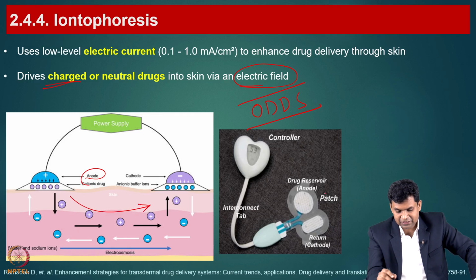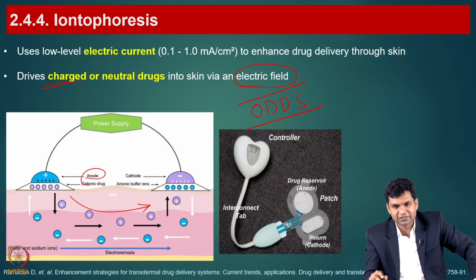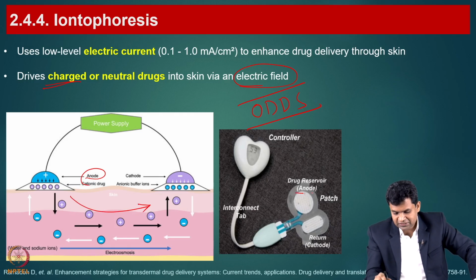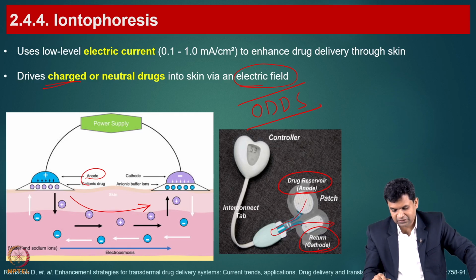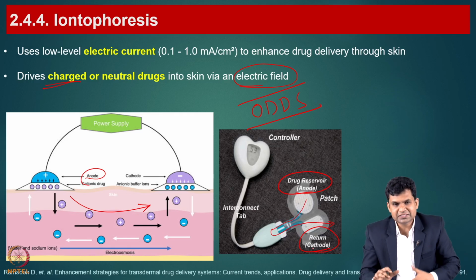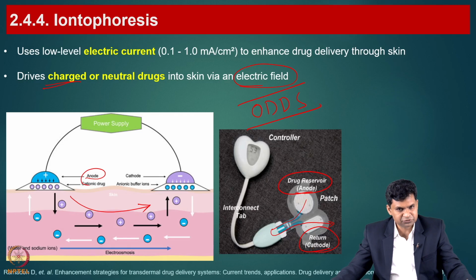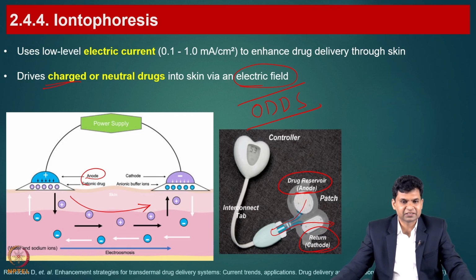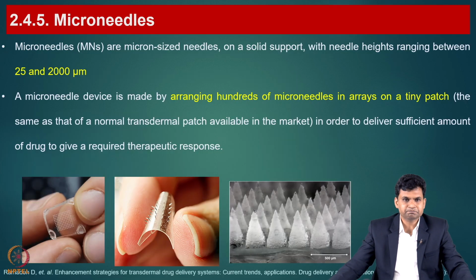Now, you can see here this is a device which is available in the market. So, this drug reservoir, that is anode, needs to be placed on the skin, and here is the cathode, okay, and the drug will diffuse from this and it will go to the controller and then it will go to the target site. So, with this we can develop various types of novel transdermal drug delivery patches also.